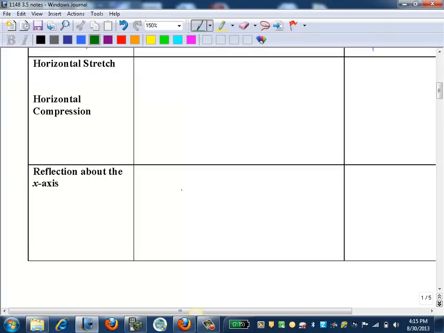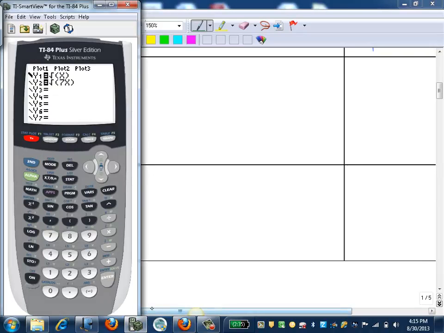Besides vertically stretching and compressing our parent functions, we can also horizontally stretch and horizontally compress our parent function. So now we're going to look at these transformations, the horizontal stretch and the horizontal compression. So let's go into the graphing calculator, and we'll start with the parent function of the square root of x.